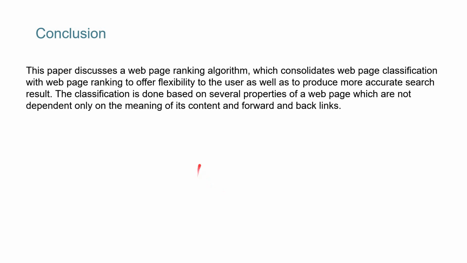Now coming to the conclusion. This paper discusses a web page ranking algorithm which consolidates web page classification with web page ranking to offer flexibility to the user as well as to produce more accurate search results. The classification is based on several properties of web pages which are not dependent only on the meaning of its content and forward and backlinks like other page ranking algorithms.